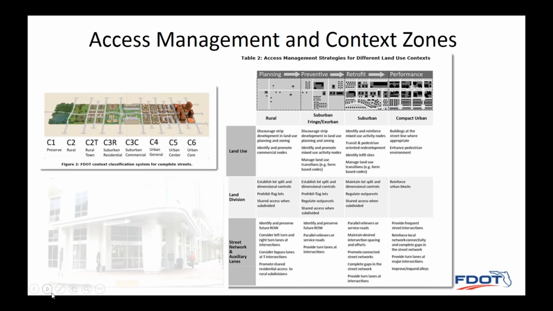So certainly, like for land division, early on in the rural and suburban areas, those lot split and dimensional controls, I didn't mention on those long bowling alley lots, but we also included some lot width to depth ratios to prevent that from happening. That flag lot issue, preventing that, and moving into shared access, and then finally, once you're into the compact urban environment, reinforcing those urban blocks, the city block system, and that good network.